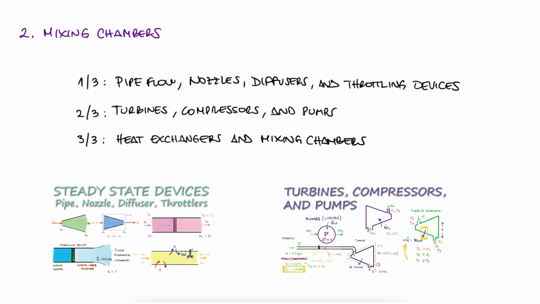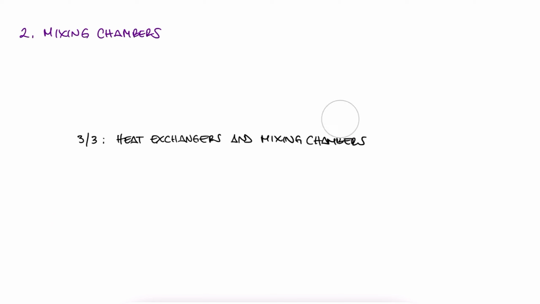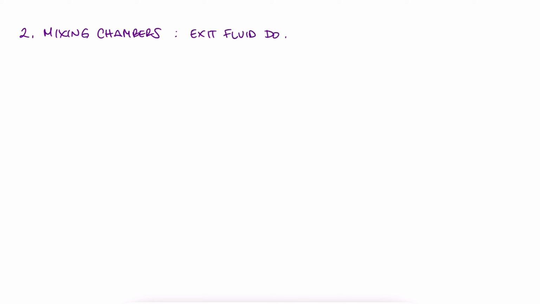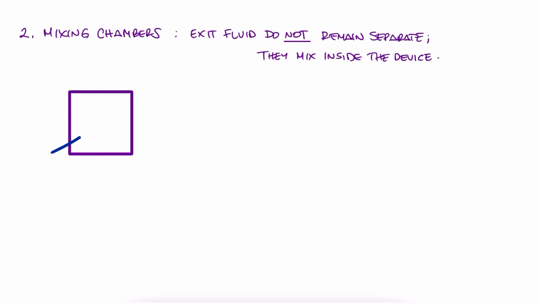The difference between the mixing chamber and the heat exchanger is that in mixing chambers, the two fluids don't remain separate after exiting the device. In a mixing chamber, both fluids combine or mix inside of it. We can draw it as a box with two inlets and just the one outlet, where m.3 leaving at T3 is the sum of m.1 and m.2.